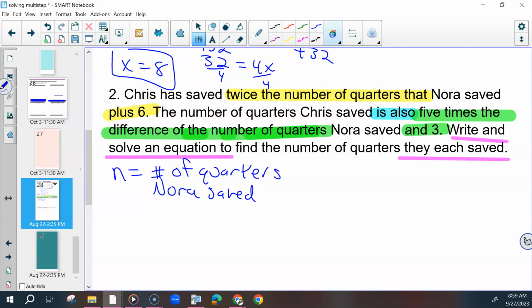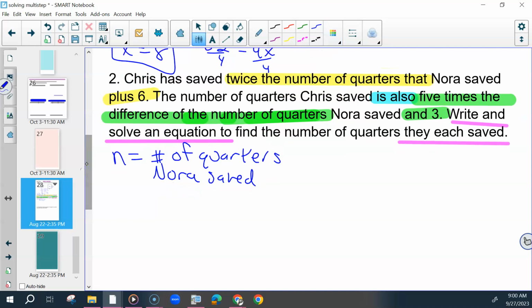Remember that we have to be specific. You could have just put number of quarters, that's also fine. Because there are two different people, you may want to specify a little bit more that Nora saved specifically. You couldn't just put quarters, because what do we not know about the quarters? That's what you should be defining.